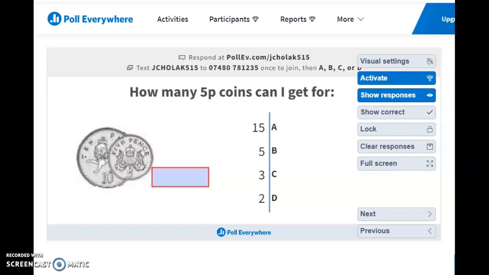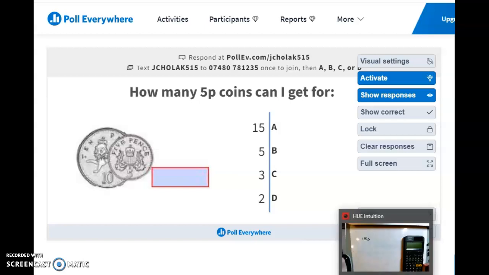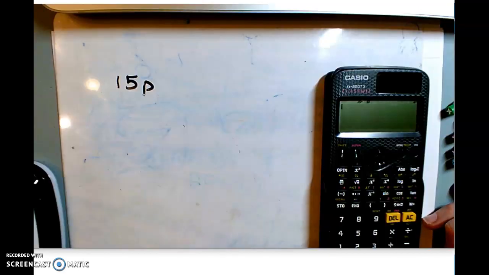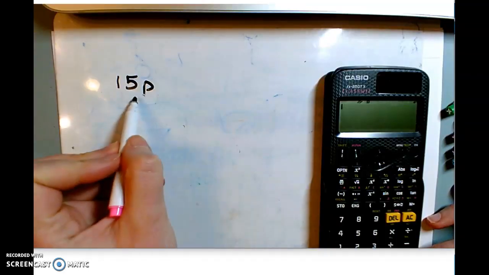Let's take a look at a few more questions. So this question here, how many 5p coins can I get for this amount right here? So in this question, the first thing we need to do is figure out how much money we have. Well, we have 15p right there, right? 10 and 5, 15p.